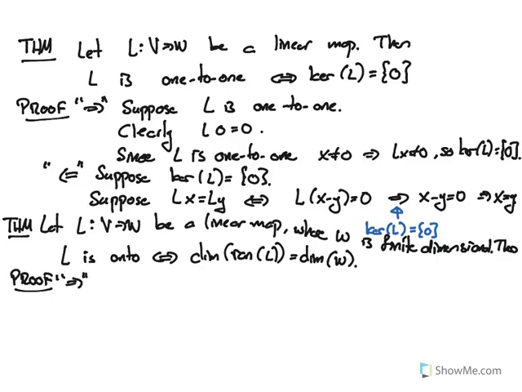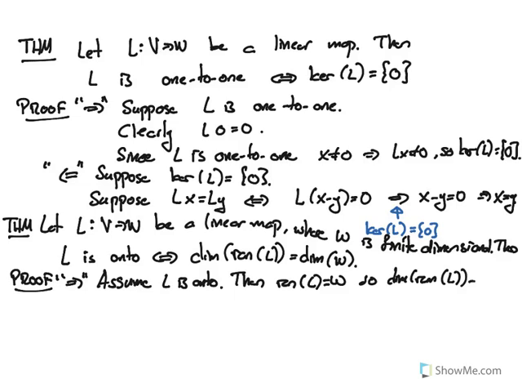So in this direction, we suppose L is onto. Then by definition range L is equal to W, so obviously their dimensions must be the same as well. This is pure triviality. If range of L is equal to W, then of course their dimensions have to be the same as well. And the other direction is really not particularly much harder.